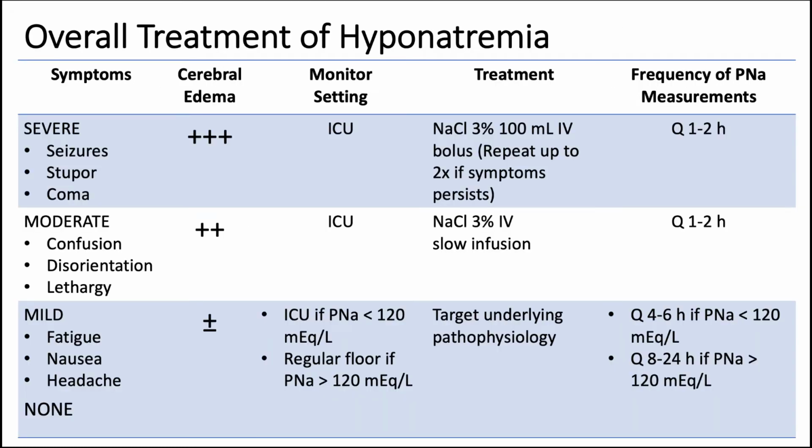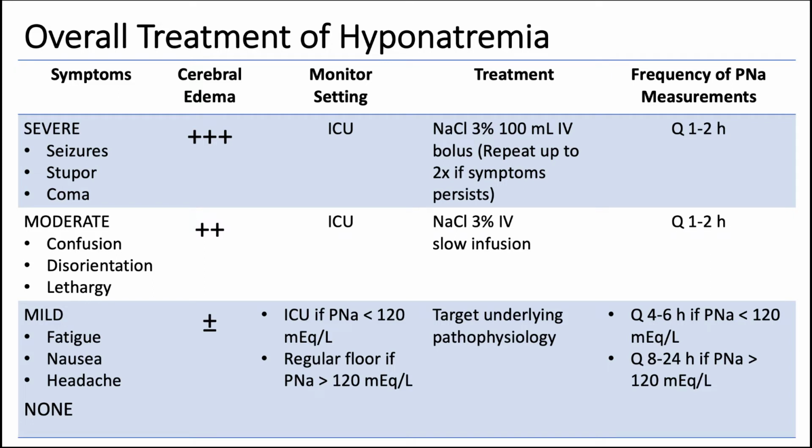But first, let's look at the overall treatment of hyponatremia. The treatment of hyponatremia will circle around symptoms, right? And the presence of symptoms will tell us how quickly and how we need to act in patients with hyponatremia. So if the patient has severe symptoms of hyponatremia, such as seizures, stupor, and coma, that means that there is a lot of cerebral edema present, and this patient needs to go to the ICU, and you have to treat the patient independently of the cause with hypertonic saline, 3%, 100 ml IV bolus, and you can repeat this up to 2 more times if the symptoms persist.